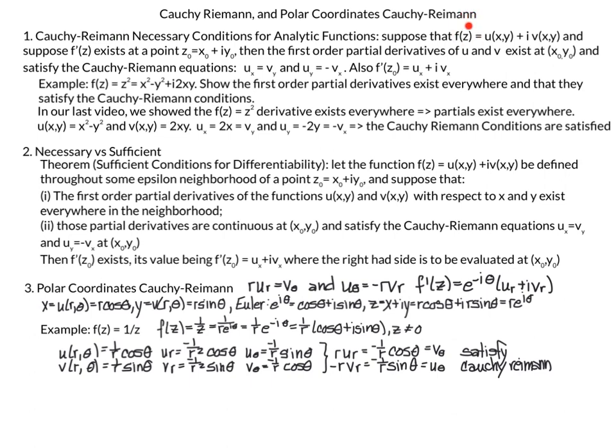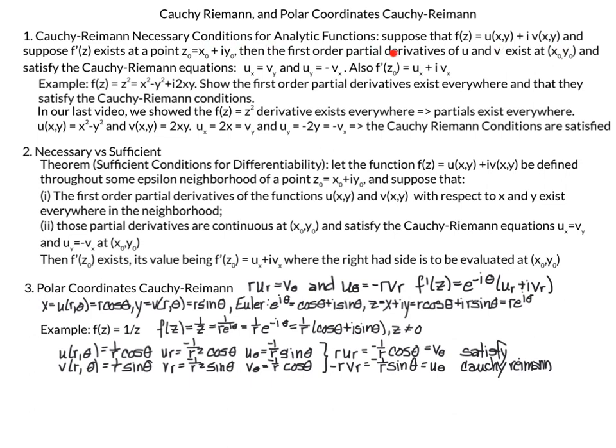So suppose we have a function f(z), and we can write that as a real portion u(x,y) plus i times v(x,y), which is the imaginary portion of our function. In other words, v is a real valued function, but it's multiplied by i, giving us the imaginary portion of our function. Then if we suppose f prime exists at a point z naught, then the first order partial derivatives of u and v exist.